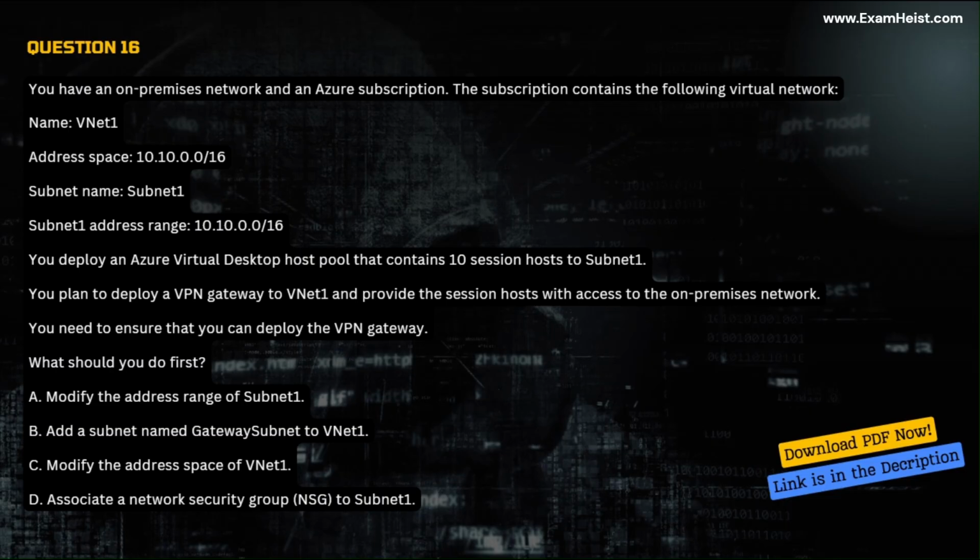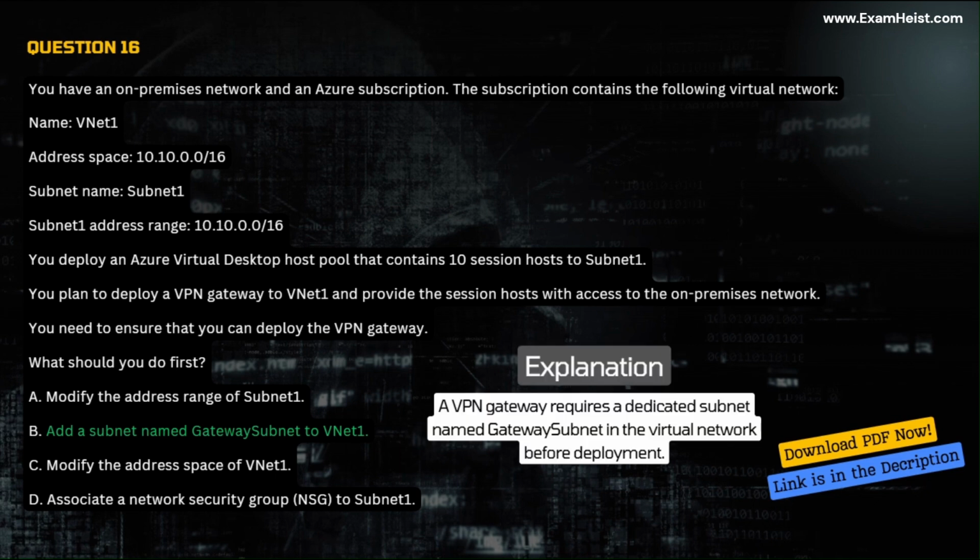A. Modify the address range of Subnet1. B. Add a subnet named GatewaySubnet to VNet1. C. Modify the address space of VNet1. D. Associate a network security group, NSG, to Subnet1. Correct answer B. Add a subnet named GatewaySubnet to VNet1. Explanation: a VPN gateway requires a dedicated subnet named GatewaySubnet in the virtual network before deployment.